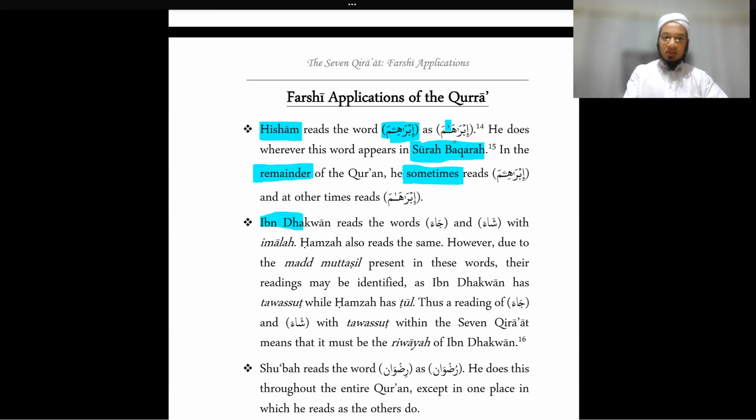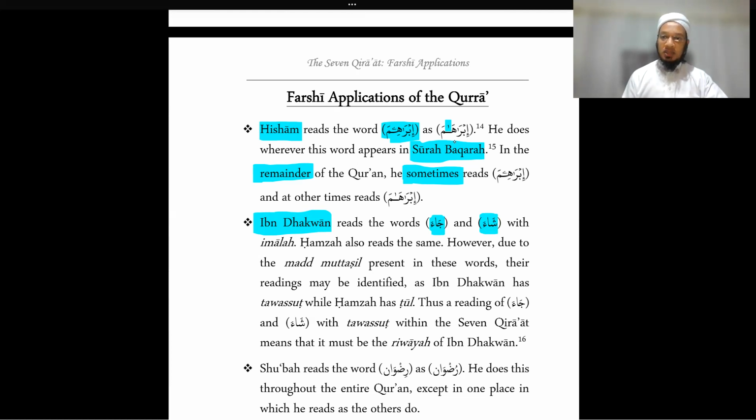Remember that Hisham and Ibn Dhakwan are the rawis of Ibn Amir. So we're looking at the qira'ah of Ibn Amir. The next rawi is Ibn Dhakwan. How we're going to identify him is when you're looking at the words sha'a and ja'a. We'll read these words with imala.